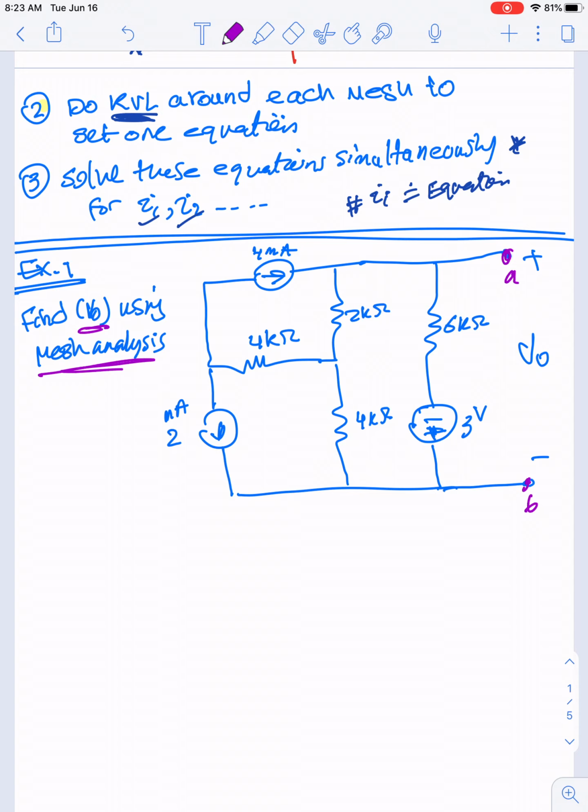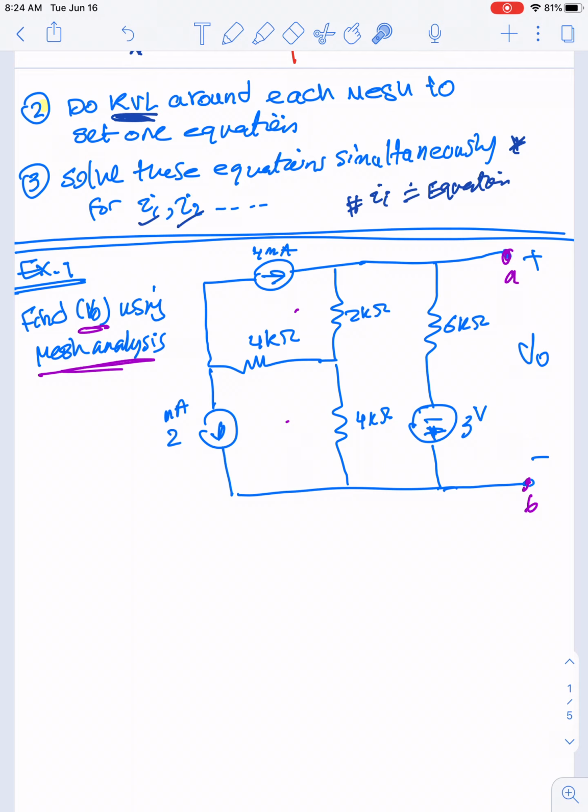In order to use mesh analysis, we have to identify the minimum number of meshes. Here we have 1, 2, 3. A mesh means a loop. So we have 3 meshes. This is not a mesh because it is not a closed loop. It is an open loop. So we have three closed loops.